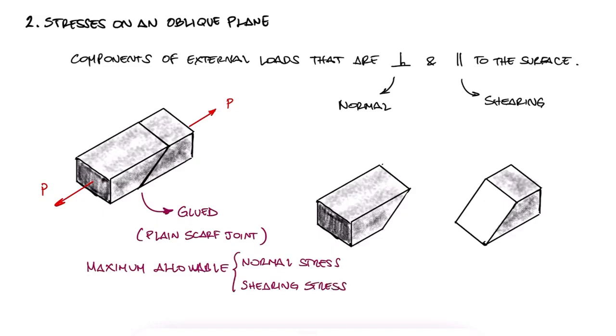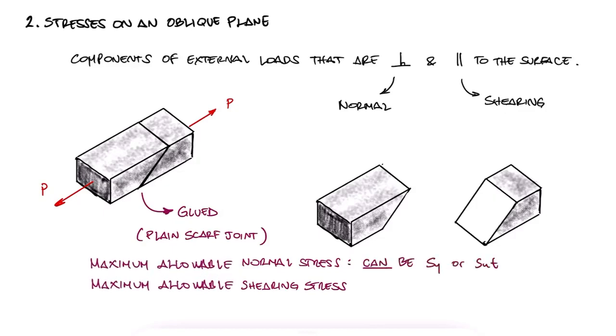We've already seen that for normal stresses, we might be interested in comparing them to the yield strength or the ultimate strength of the material. But we'll learn that there are many other maximum allowable stress or strength values that we must consider when comparing the stresses that we calculate. In this case, we want to find stress values at the glued surface because, 1.